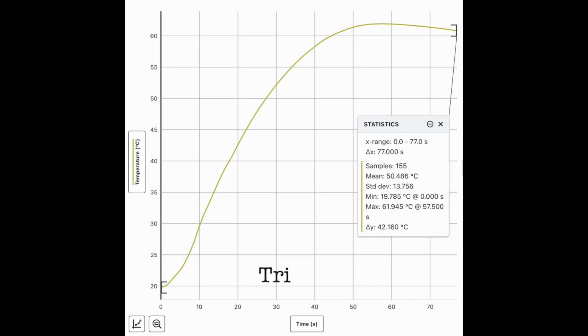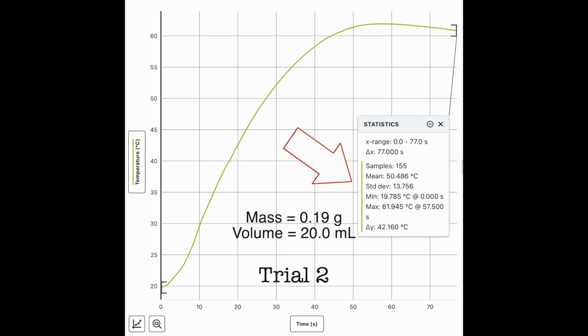Let's take a look at my second trial here. As you can see, I used a slightly smaller mass of magnesium in this trial, 0.19 grams, which means my final temperature is not going to be quite as high. But that's okay. I just put these numbers into my data table and use them for my calculations later.